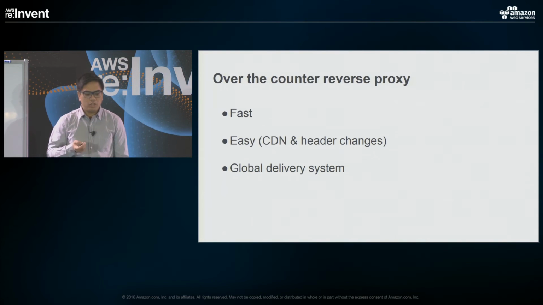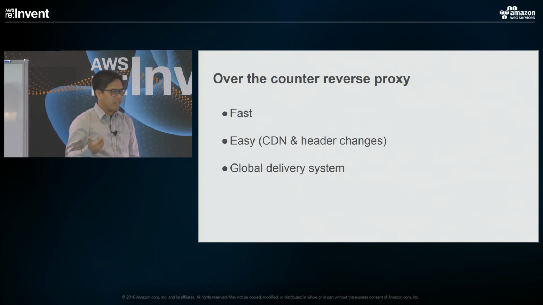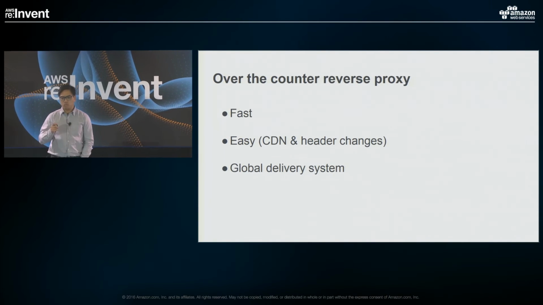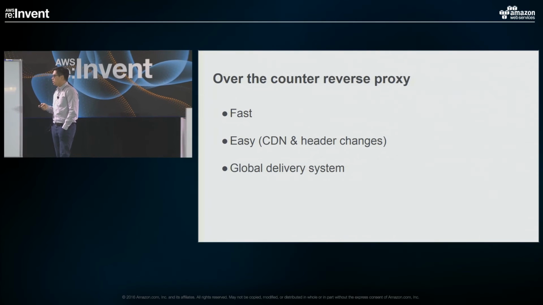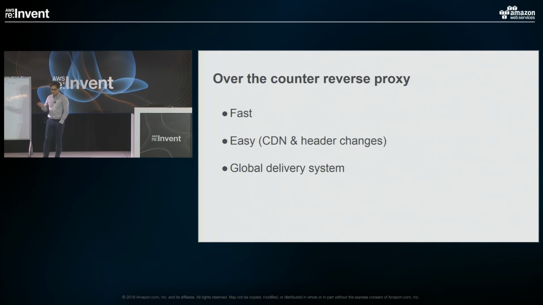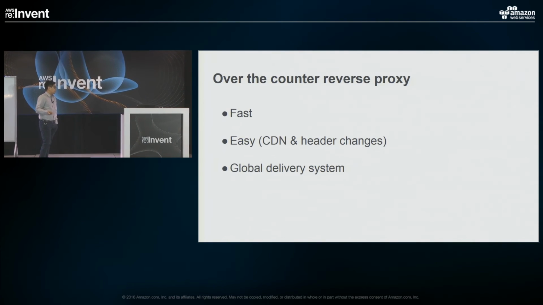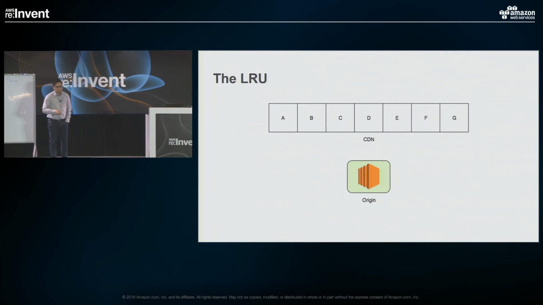So we looked at the over-the-counter reverse proxies like Fastly, Akamai, etc. They're all really fast. They're all really easy. Some DNS changes, header changes, and boom, it's up there. And on top of that, they had a global delivery system. So they had edge nodes where we wouldn't necessarily have our edge nodes.